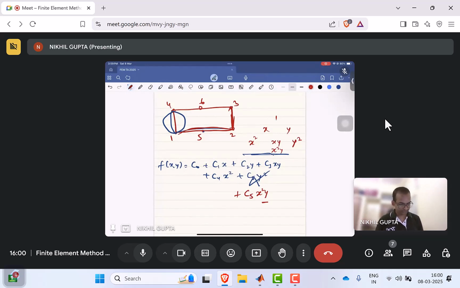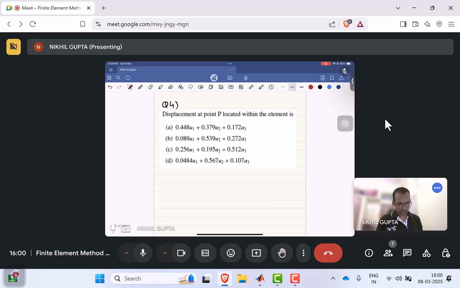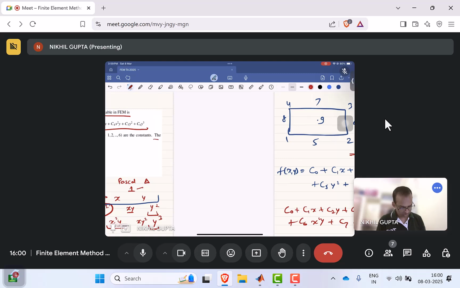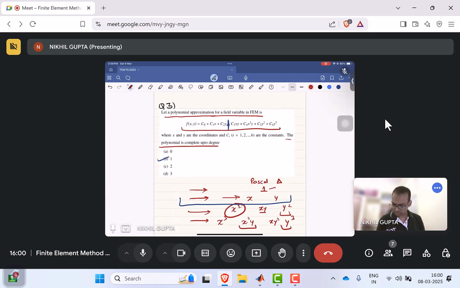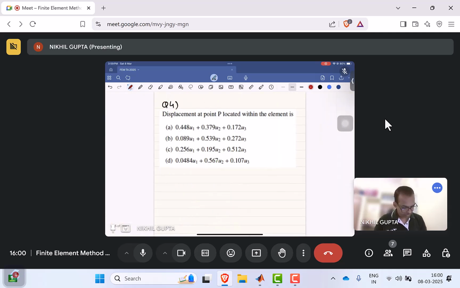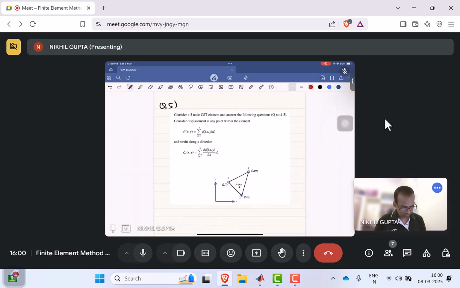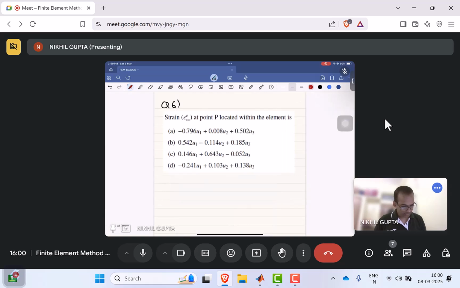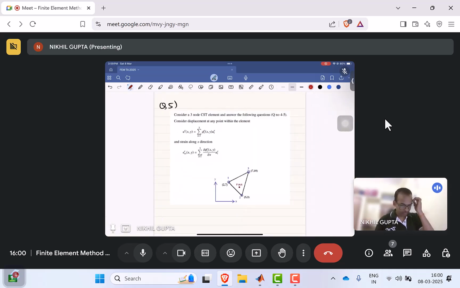Okay, understood. So was this question related to question number three? I think something's missed. Question number five. Okay, the question is this. I have put it backward. So the question is this. Next question: this is the three node CST element, and we have to answer the question for 4 to 5. This is u given, this is epsilon given.